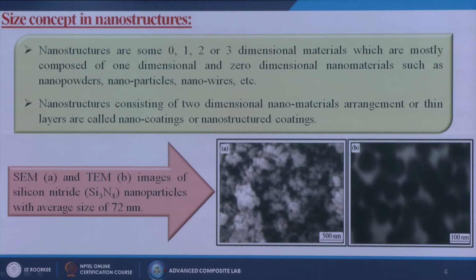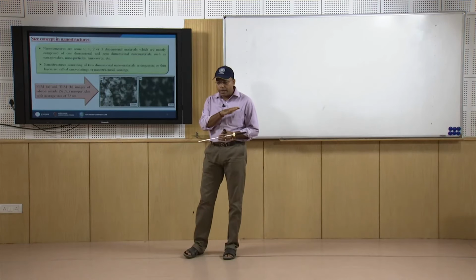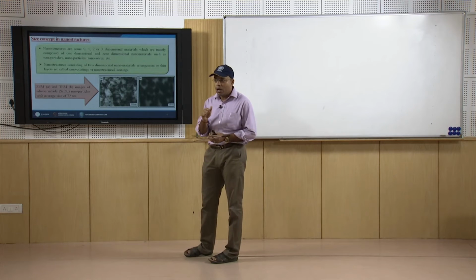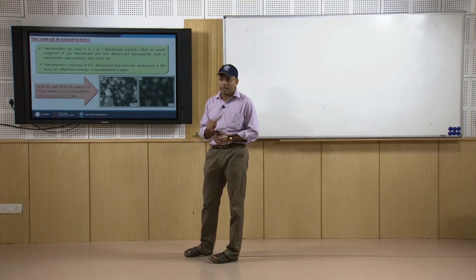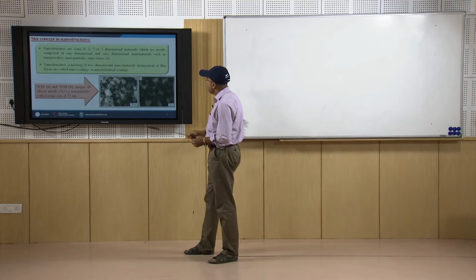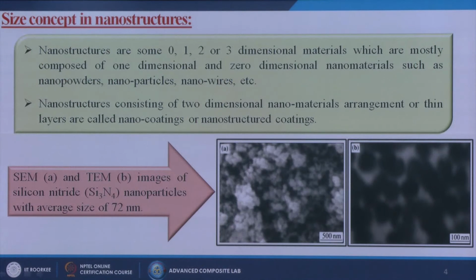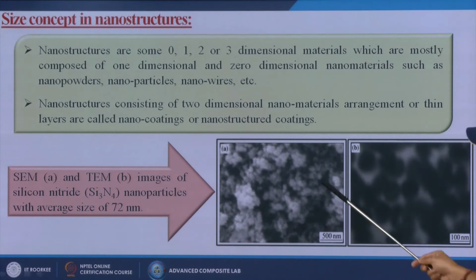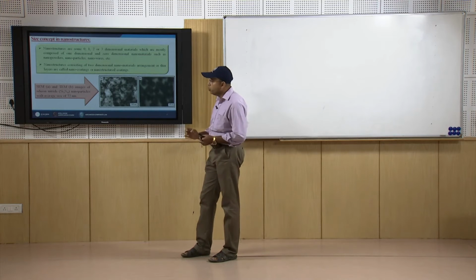Nanostructures consisting of 2 dimensional nanomaterial arrangements or thin layers are called nanocoatings or nanostructured coatings, because most of the time we are using the film on the substrate itself. That is why we call it 2D, or 2 dimensional nanomaterials coating. This is also a beautiful example of Si3N4, that means silicon nitride. The left hand side shows the scanning electron microscope image and the right hand side shows the transmission electron microscope image, where we can see that the average particle size of that silicon nitride is in the 72 nanometer range.